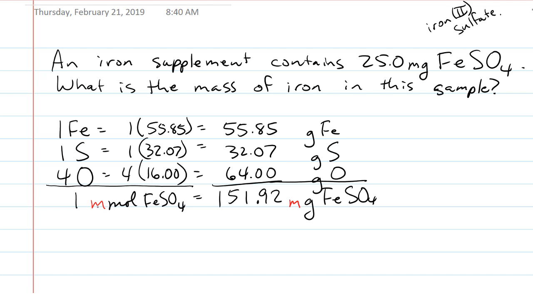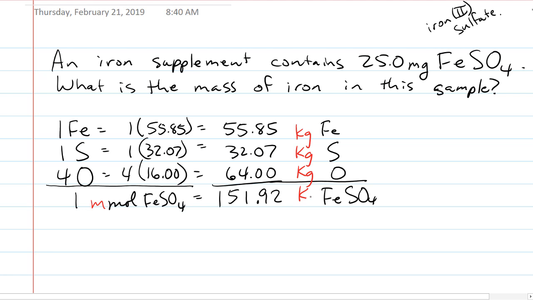So it turns out that 1 millimole of iron 2 sulfate is equal to 151.92 milligrams of iron 2 sulfate. Which of course means that these units here would be all represented in units of milligrams. Now here's the beauty of these calculations if you set it up like this. These mass ratios would always be the same. For example, if we weren't dealing with milligrams, we could put these all in units of kilograms if we had wanted. And of course, if these were kilograms, this would not be a millimole, this would be a kilomole.